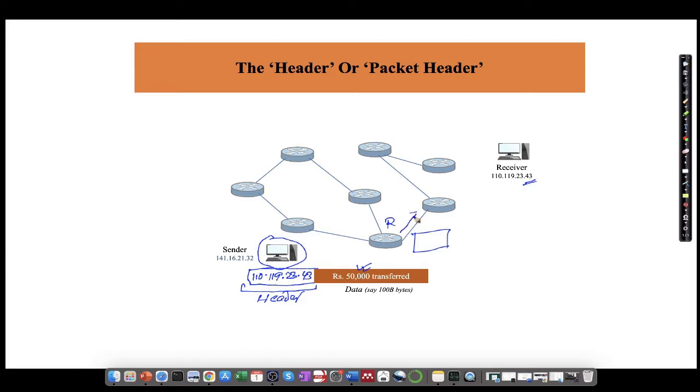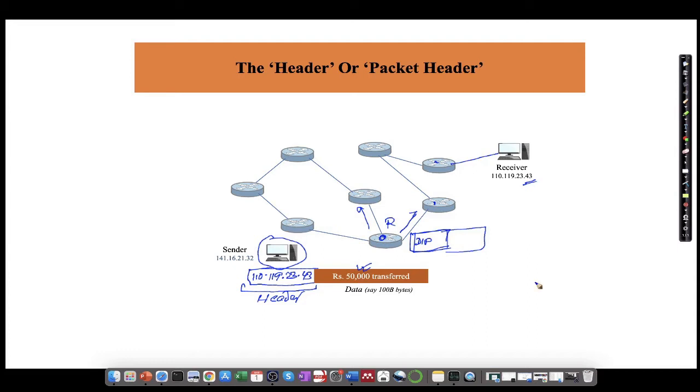Should it go through this direction? Should it go through this direction? So based on the destination IP address, which is included in the data packet, the intermediate devices or intermediate routers decide which path to follow in order to reach the destination.